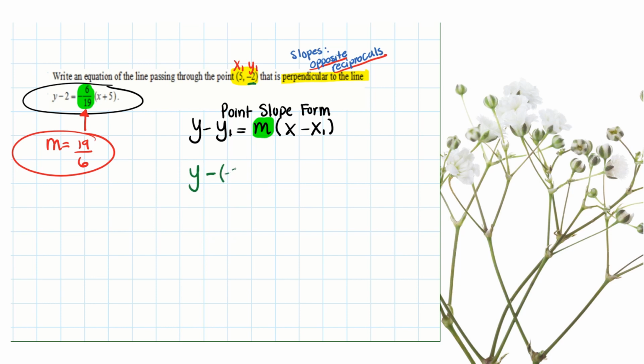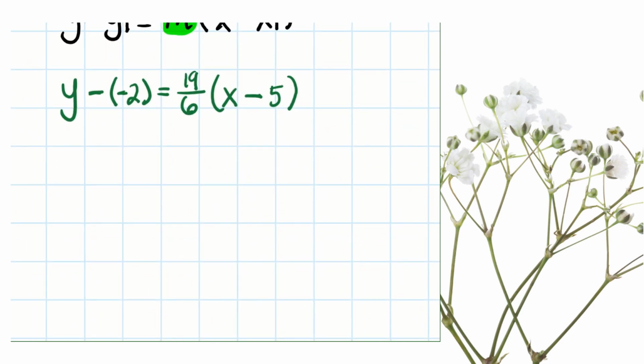All right, let's go ahead and start plugging in our values. Y sub 1 is -2. And yes, I know that there's already a minus there, but our y sub 1 is also -2, so make sure that you include that, because then it becomes a double negative. And my x sub 1 is 5.